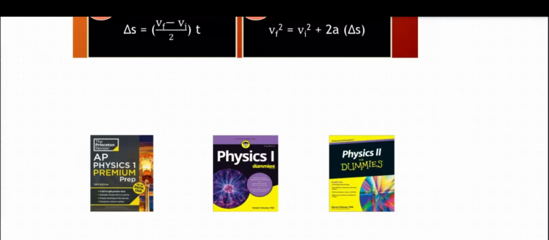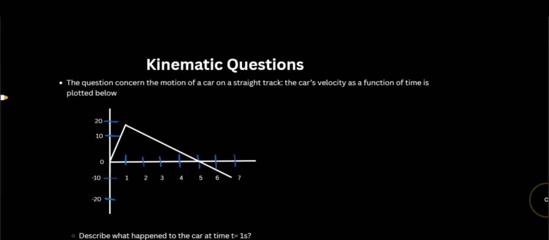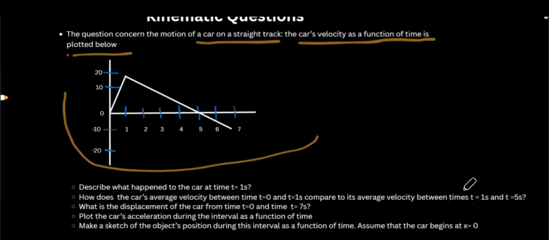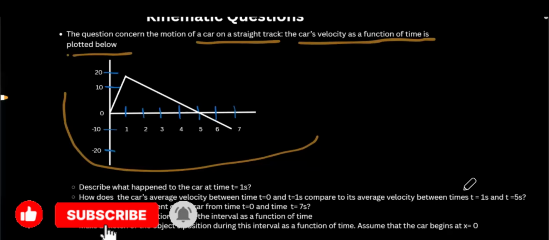Okay, now let's review some of these questions. The first question says, the question concerns the motion of a car on a straight track. The vehicle's velocity as a function of time is plotted below. This is the vehicle's velocity as a function of time. So the first question says, describe what happens to the car at t equals 1 second.